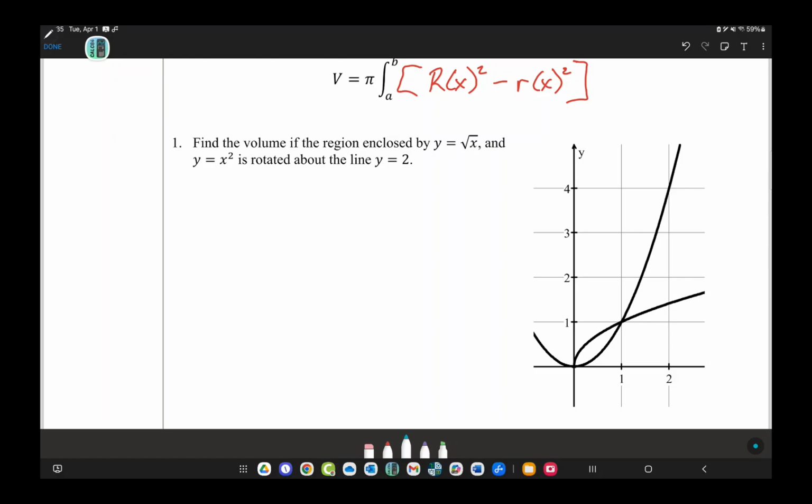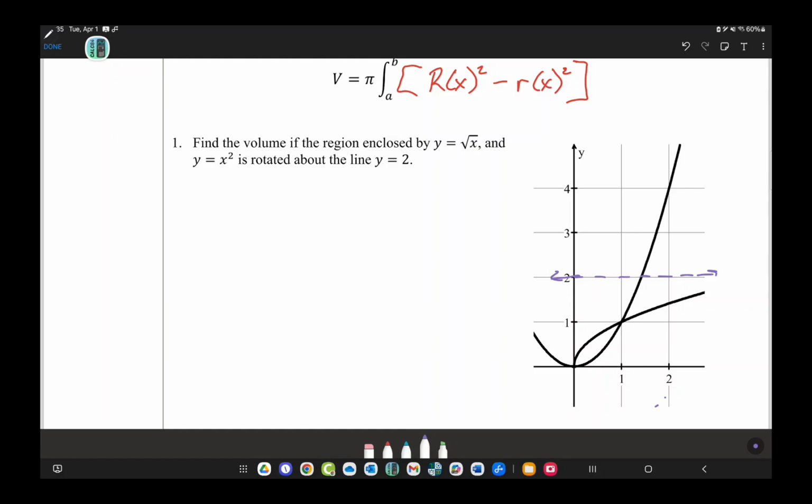So, looking at my first question here: find the volume if the region is enclosed by y equals square root of x and y equals x squared. We're rotating around the line y equals 2. Again, we are rotating around a horizontal line. If we're rotating horizontally, what variable must the functions be in terms of? x. If I'm rotating around a horizontal line, it must be in terms of x. Rotating around a vertical line, it must be in terms of y.